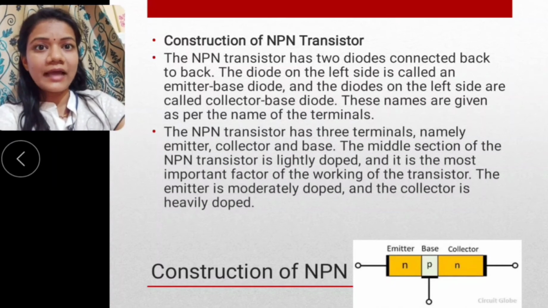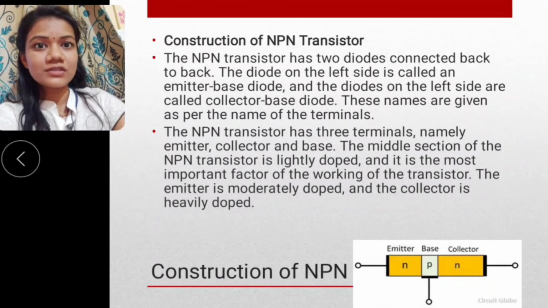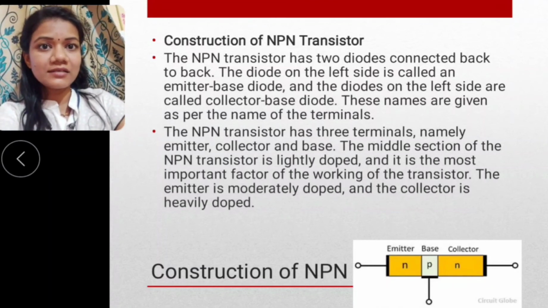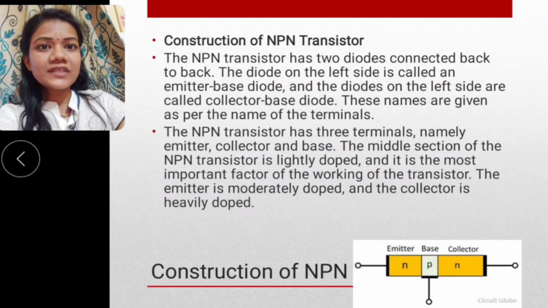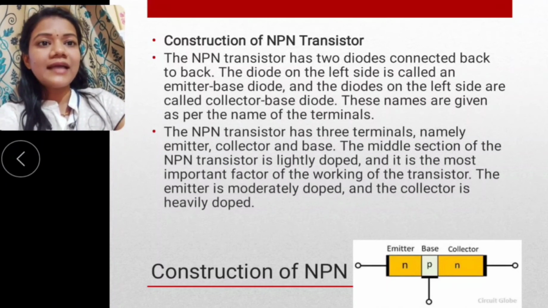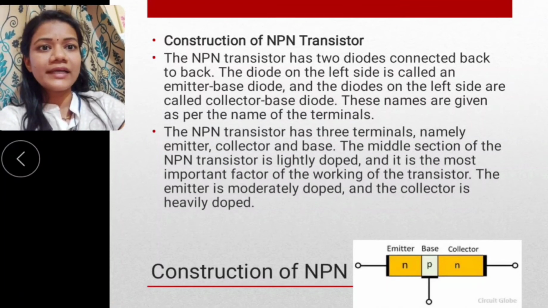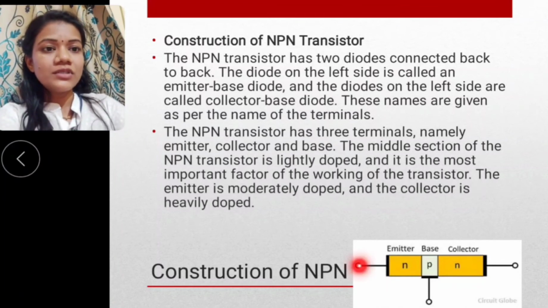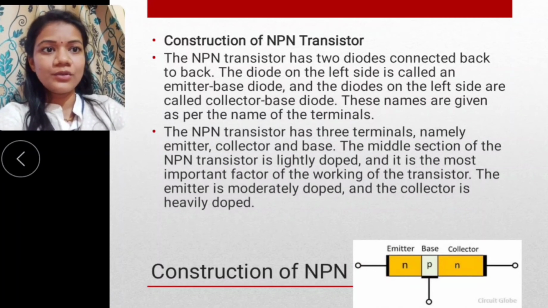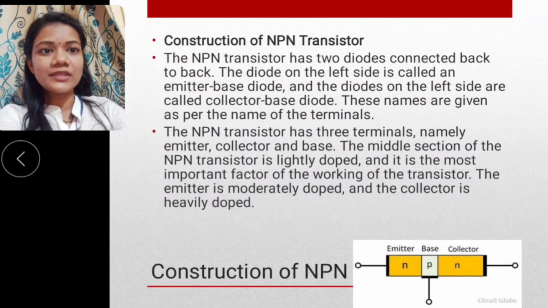As we see, the diode has two terminals, that is positive and negative, anode and cathode. So a transistor is designed by connecting two diodes back to back. The diode on the left side is called the emitter base diode. This means the names are given as per the name of the terminal.